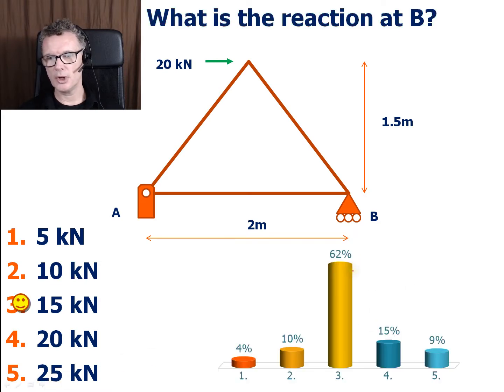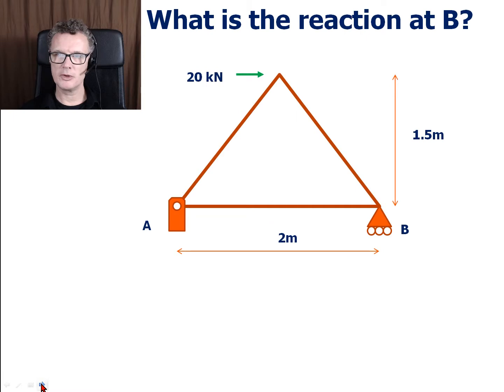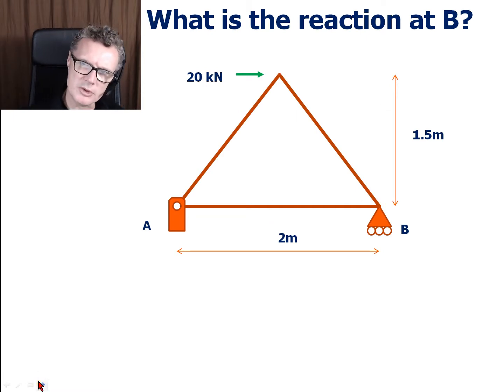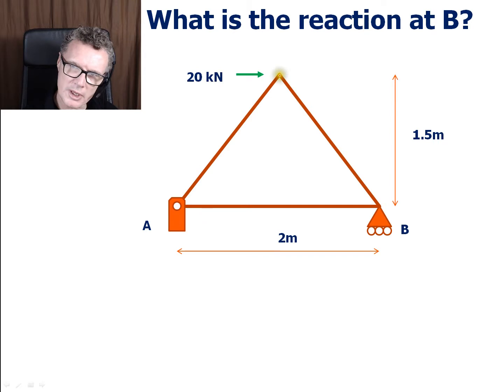Okay, so the majority of students got it right, so that's good. You should have got 15 kilonewtons there. How did you solve it? Well, it can be pretty awkward to try and work out what the angle is here and work out what that perpendicular is going to be. So that's not easy to do.